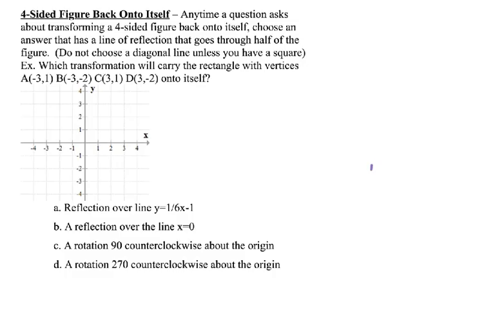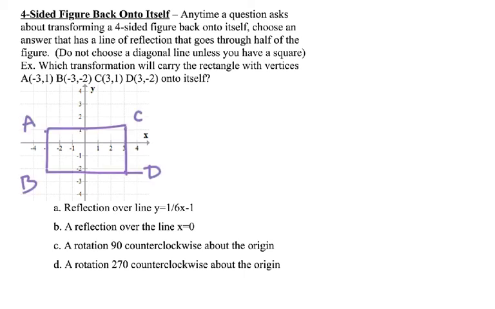Okay, so let's look at a four-sided figure back onto itself. Anytime a question asks about transforming a four-sided figure back onto itself, choose an answer that has a line of reflection that goes through half of the figure. Do not choose a diagonal line unless you have a square. That's the only time it's going to work. So which transformation will carry the rectangle with vertices A, B, C, and D onto itself? Go ahead and graph A, B, C, D and label it like you normally do.